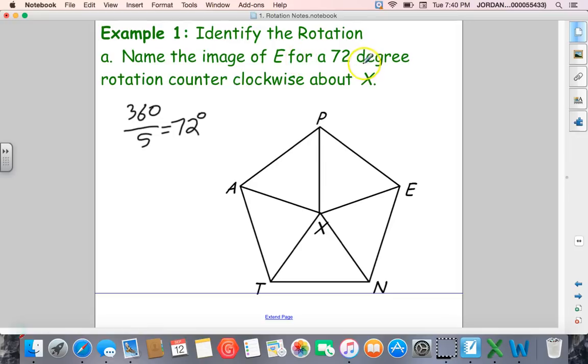So since we're going 72 degrees counterclockwise about X, X is our center, E is right here. If we go 72 counterclockwise, that means we're going to go this direction, opposite the clock. 72 goes from one point to the next. So we would be taking E and moving it 72 degrees counterclockwise to P. So our answer to that is P. The image that E would become would be P. All right.